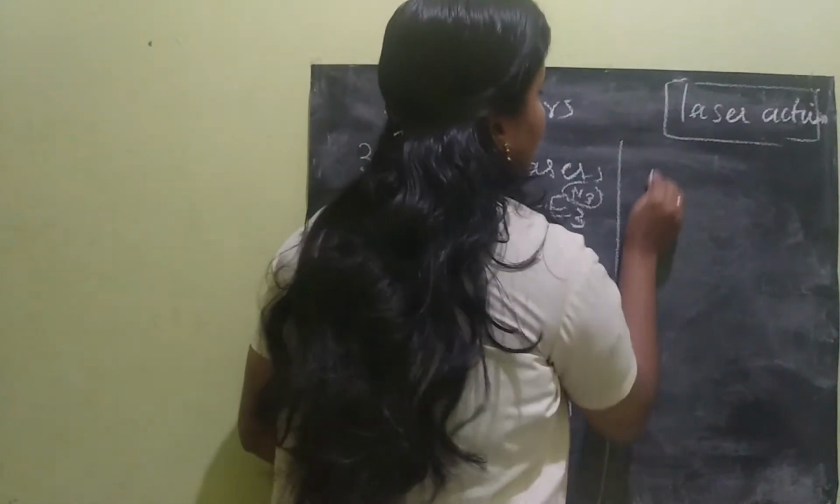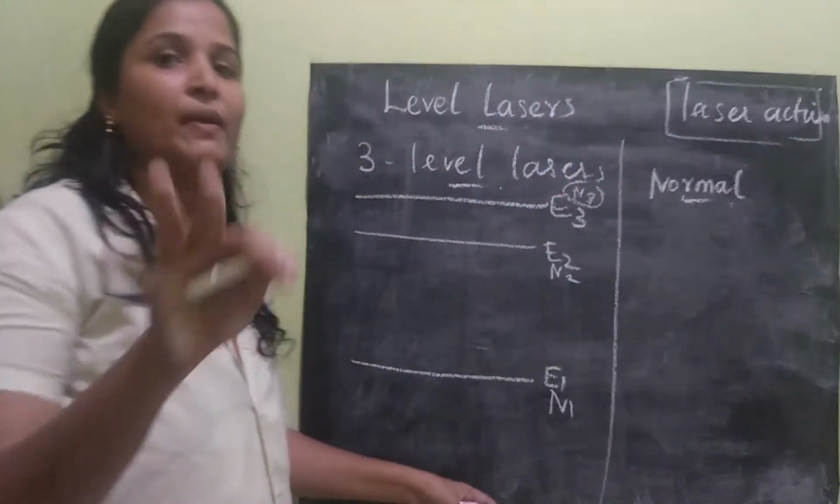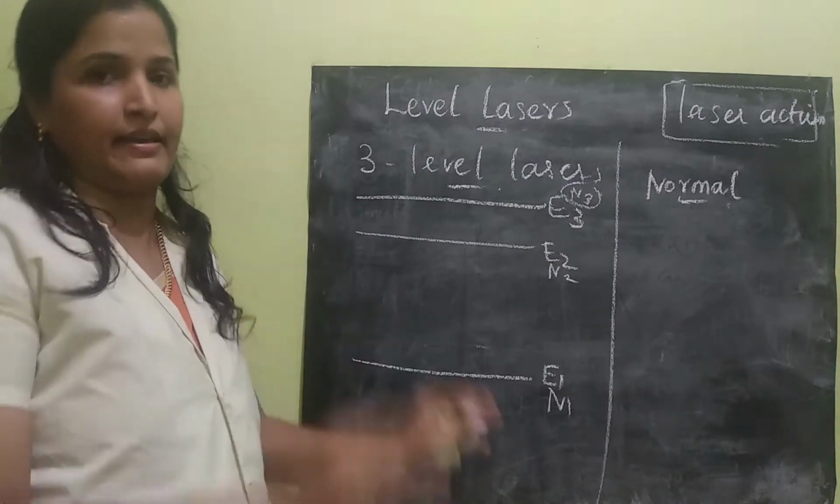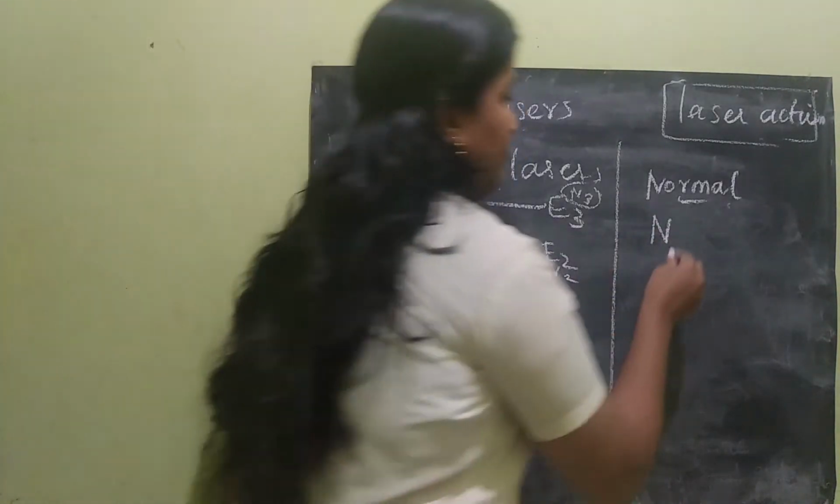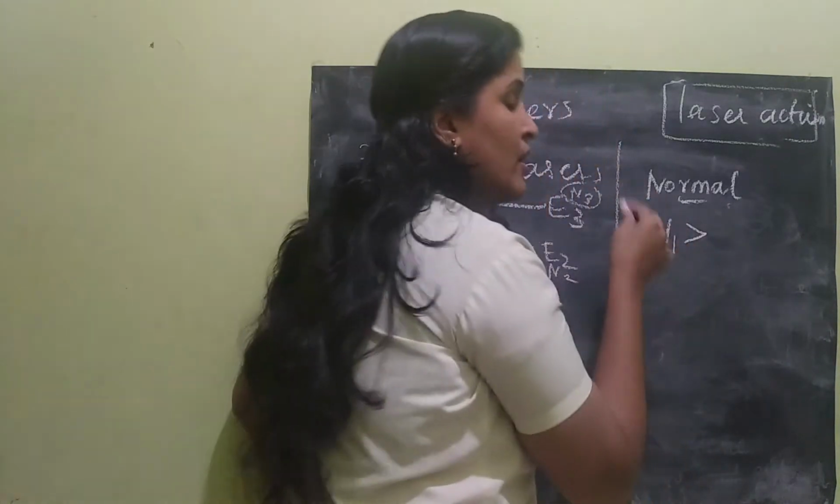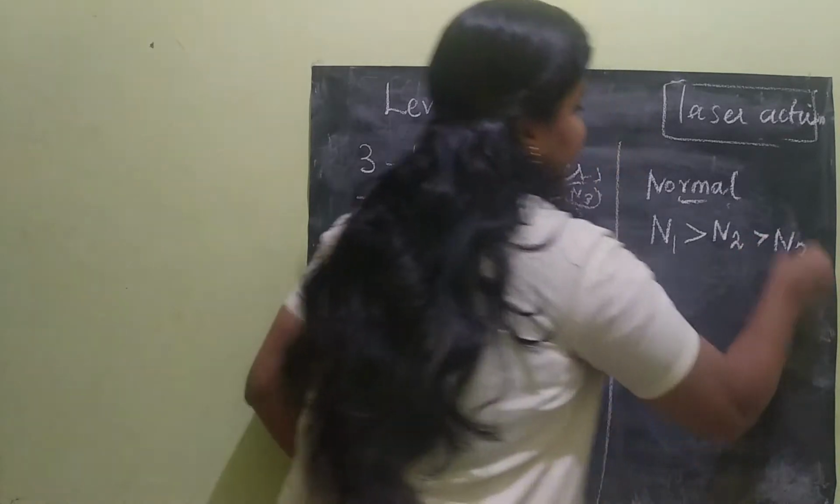So here also we have cases. So at normal condition, what will be the case? Always the ground state electrons will be higher. So the order of the number of electrons will be like this: N1 will be greater than N2, and that will be greater than N3.